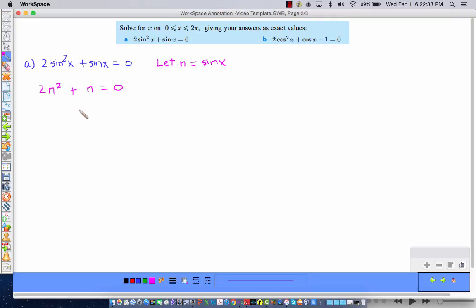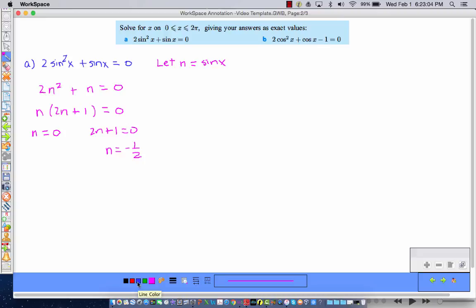Well, you can factor that. You can solve that easily. You can see here that each term has an n in common. So n times 2n plus 1 would be equal to 0. ZPP, you better have said it. ZPP, yeah, you know me. All right, so using the ZPP, we can say n is equal to 0, or 2n plus 1 is equal to 0. Solving this, we get n equal to -1/2.